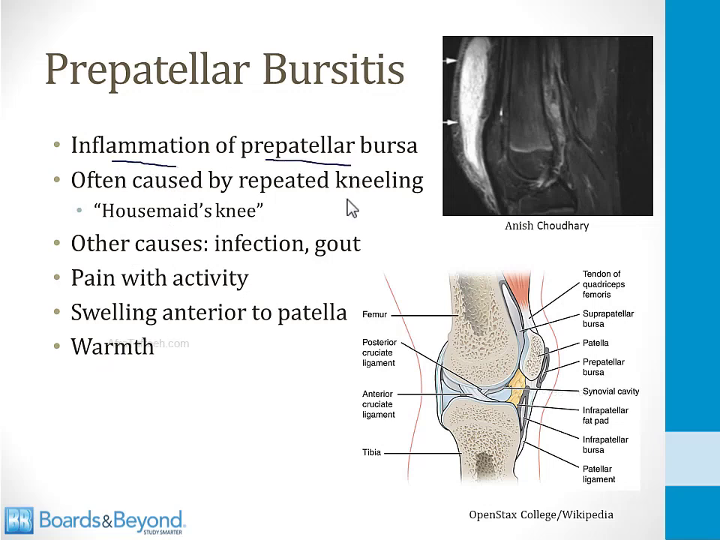So prepatellar bursitis is inflammation of the prepatellar bursa, as the name implies. This often happens when people repeatedly kneel. It's sometimes called housemaid's knee because housemaids are often kneeling, and this causes damage and inflammation to the prepatellar bursa, and that leads to prepatellar bursitis. There are, however, other causes besides trauma, things like infection and gout. It presents as pain with activity of the knee, swelling anterior to patella, and warmth. Very easy to diagnose, usually treated just with NSAIDs.